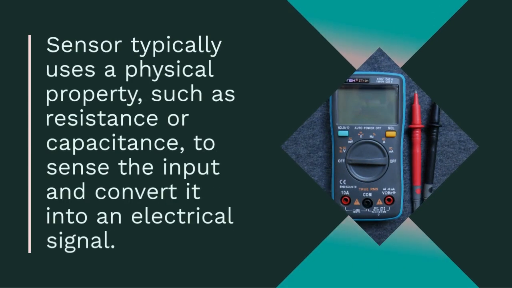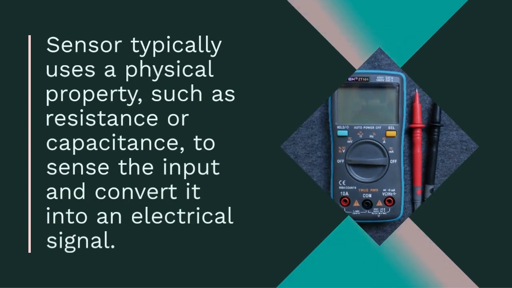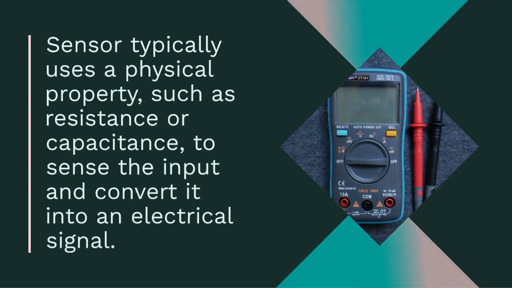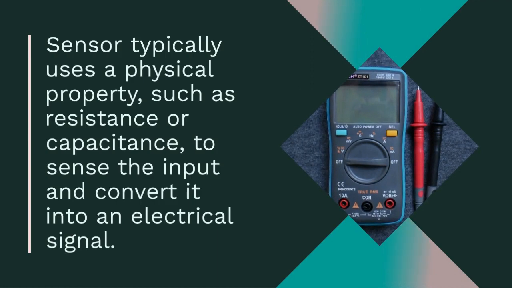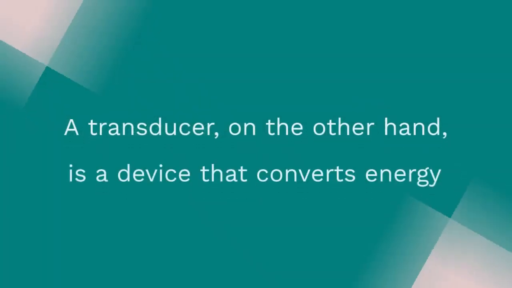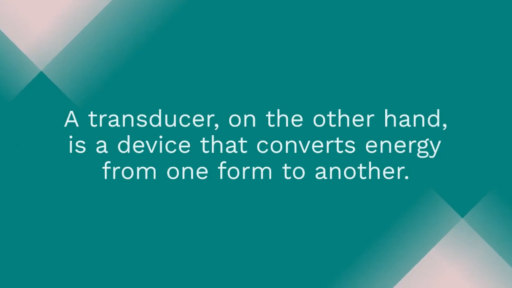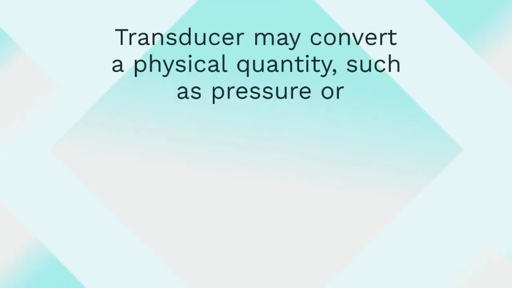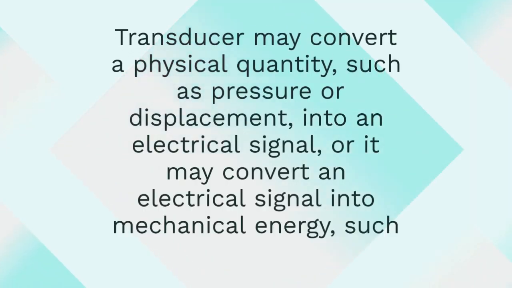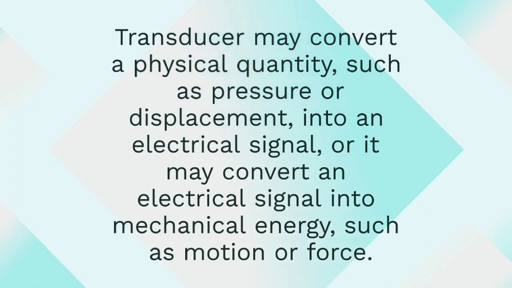It typically uses a physical property, such as resistance or capacitance, to sense the input and convert it into an electrical signal. A transducer, on the other hand, is a device that converts energy from one form to another. It may convert a physical quantity, such as pressure or displacement, into an electrical signal, or it may convert an electrical signal into mechanical energy, such as motion or force.